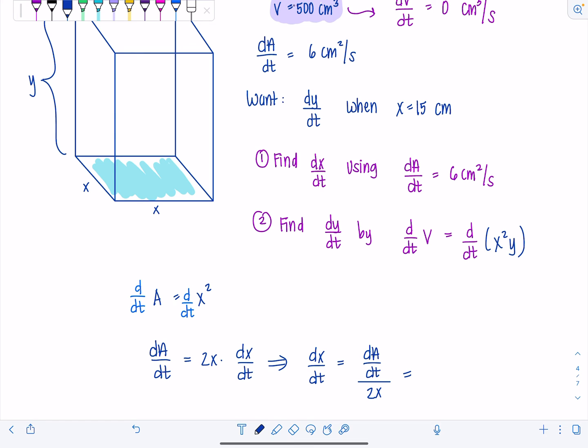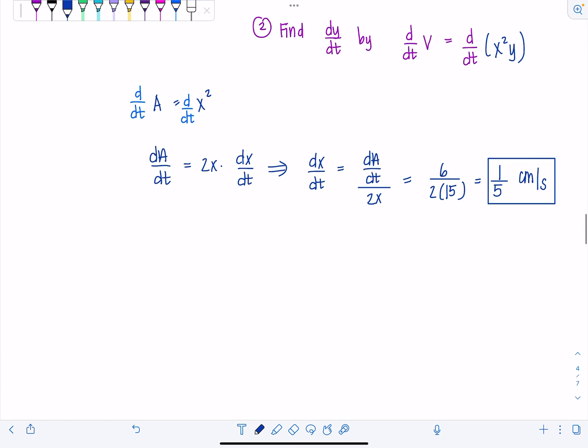We should have all that info. dA/dt is 6 centimeters squared per second, divided by 2 times x. What is x? 15. So that goes right there. That's 6 divided by 30, which reduces to 1/5. And this is dx/dt, so the units would be centimeters per second. Okay, great. Now I'm going to go ahead and find dy/dt. Step 1 is done.